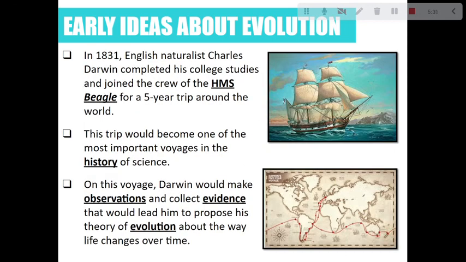Now, in 1831, English naturalist Charles Darwin completed his college studies and joined the crew of the HMS Beagle for a 5-year trip around the world. So, this trip would become one of the most important voyages in the history of science. On this voyage, Darwin would make observations and collect evidence that would lead him to propose his theory of evolution about the way that life changes over time.